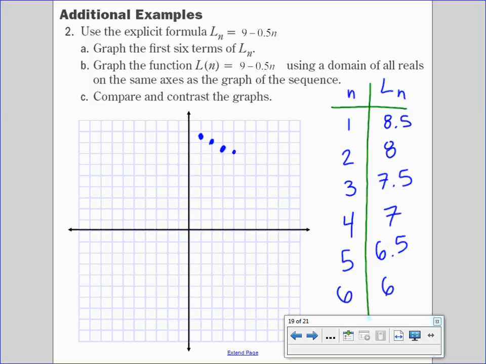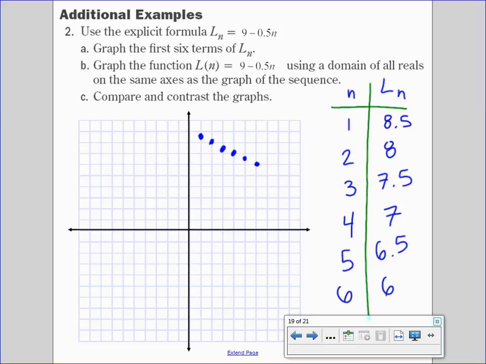4 comma 7. 5 comma 6.5. And 6 comma 6. Looks like we got it. Notice how the graph of a sequence is discrete.